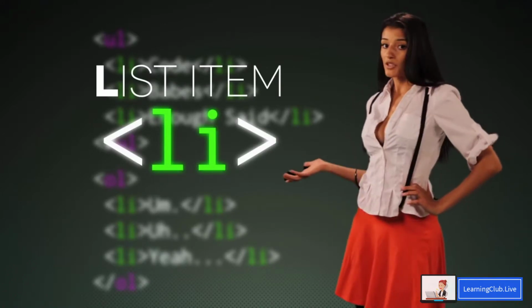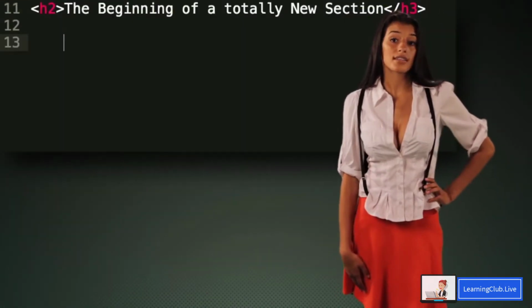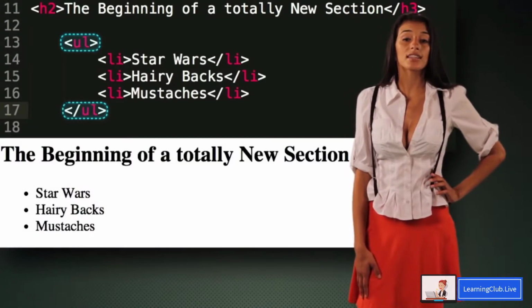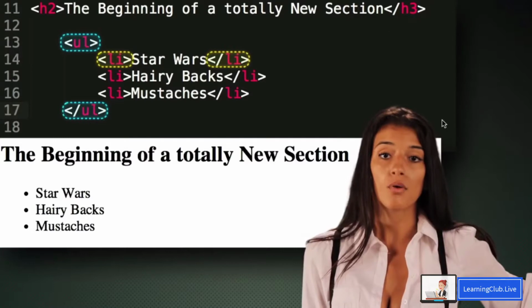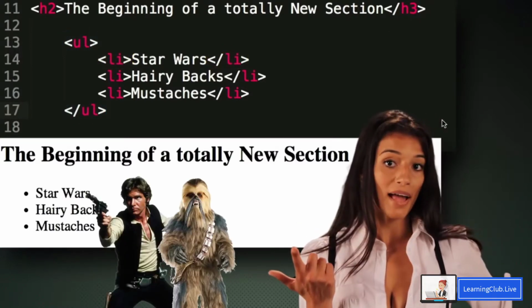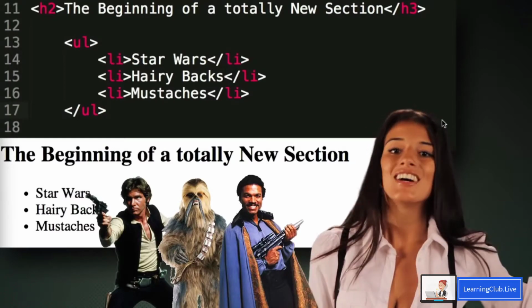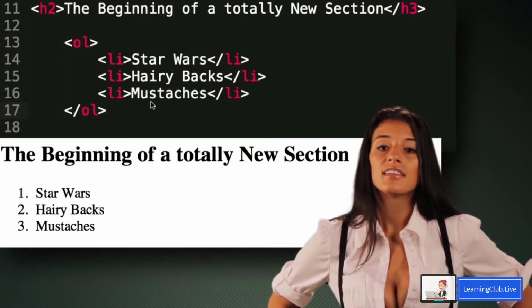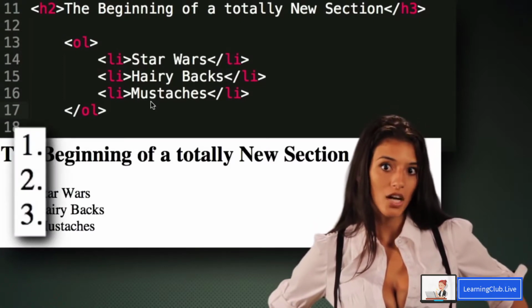Let's open the web page we started and make an unordered list. Just add the UL opening tag and closing tags, and then stick the LI tags in between. We'll do a list of my turn-ons. Star Wars, hairy backs, and mustaches. Looks great. Now let's change it to an ordered list. Now there are numbers. Hope you like Star Wars.